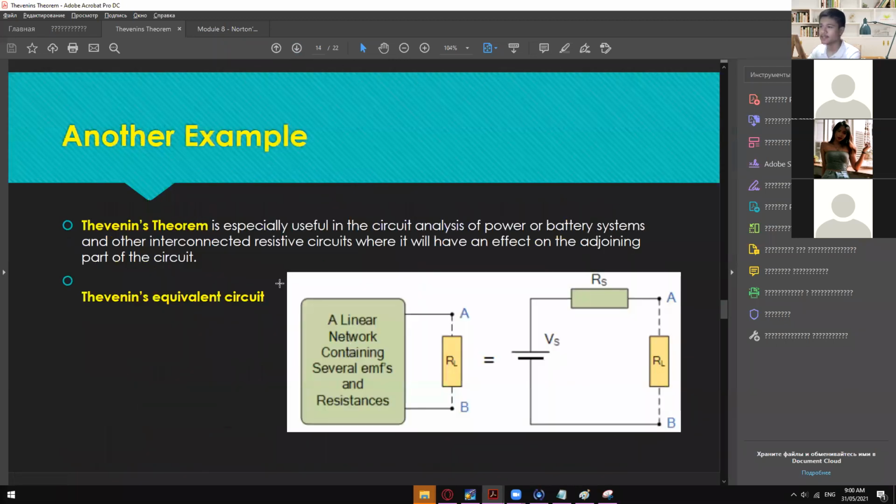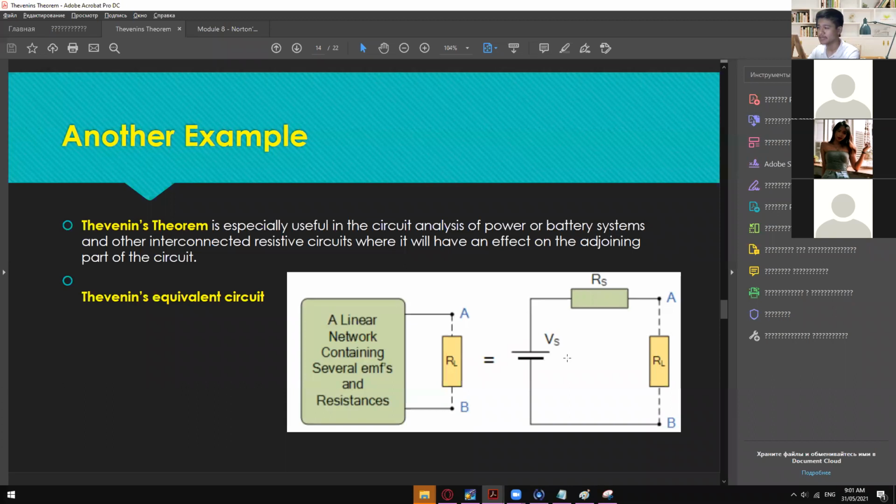The next one came from another website. Basically, you have the same method, just at different values. It's a different explanation, but mostly it will give you the same concept. So let's have another example from another website. Thevenin's theorem is especially useful in the circuit analysis of power or battery systems and other interconnected resistive circuits where it will have an effect on the adjoining part of the circuit.